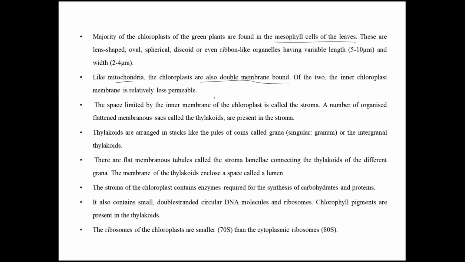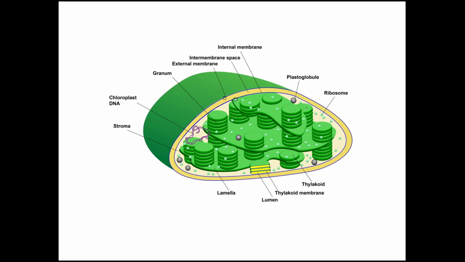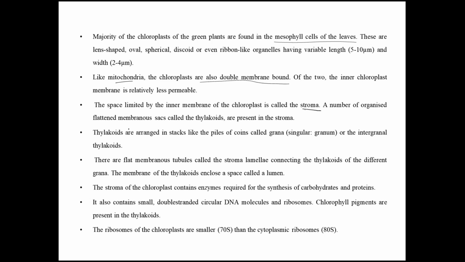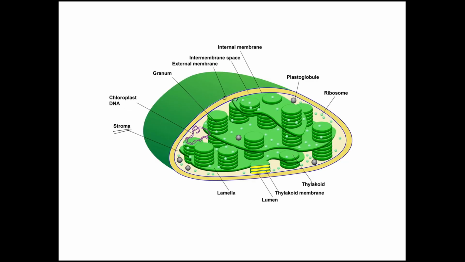Now the space limited by the inner membrane of the chloroplast is called stroma. We can see this whole place inside the inner layer is known as stroma. A number of organized flattened membranous sacs called thylakoids are arranged in the stroma. Now you can see that there are sac-like structures which are numerous. These structures are called thylakoids.